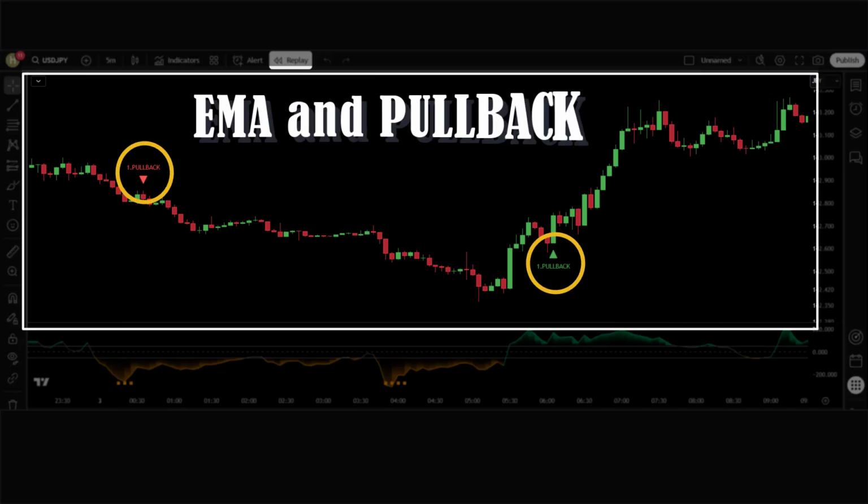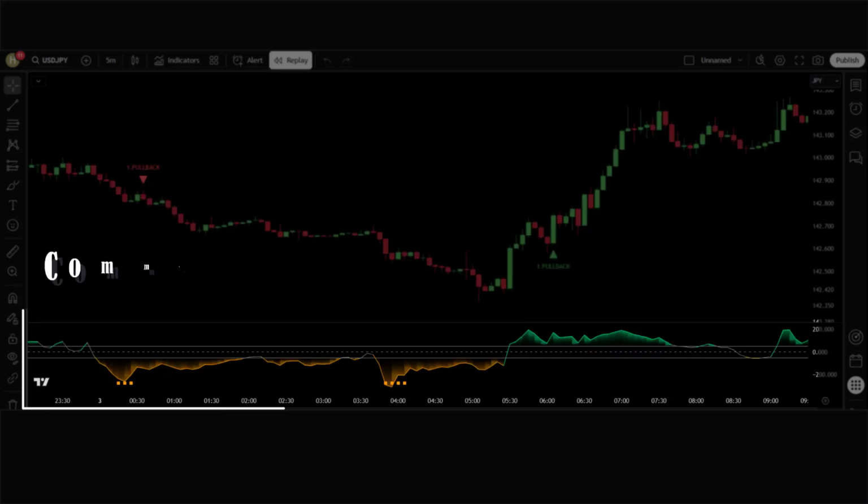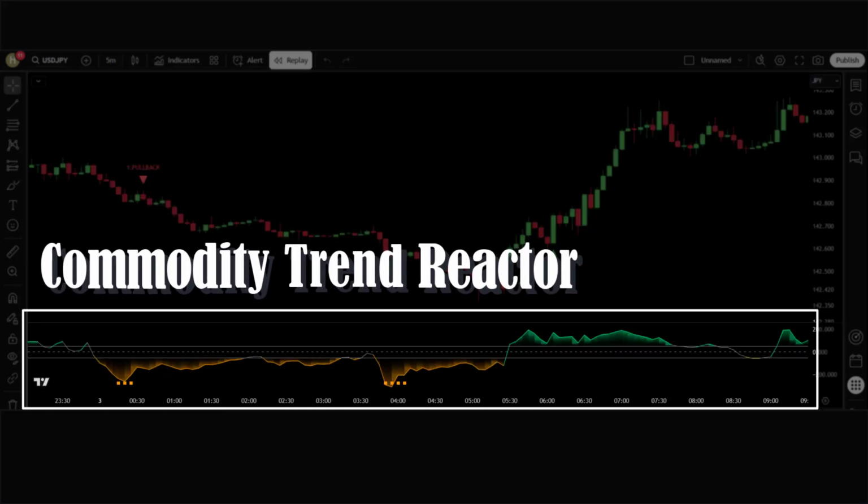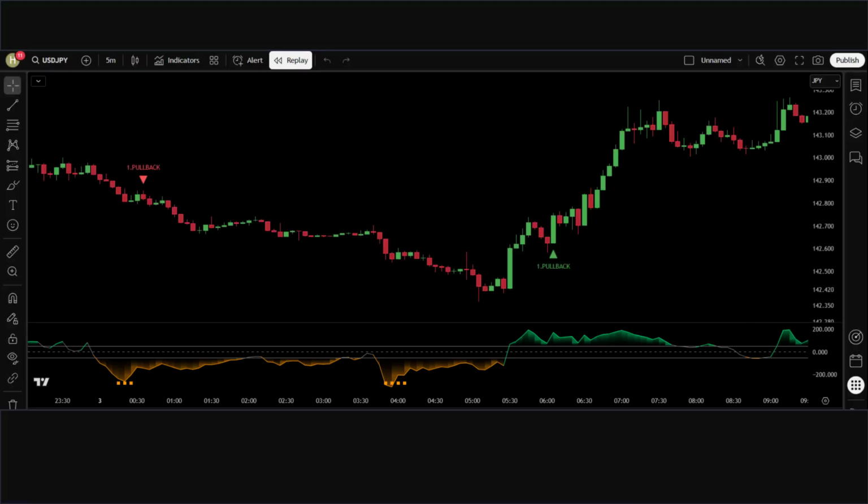The buy-sell signal indicator that we see in the chart is called EMA and pullback. And the bottom indicator that we can see in the chart is called commodity trend reactor. Now let's understand the concept where we will take buy and sell trades based on their conditions.